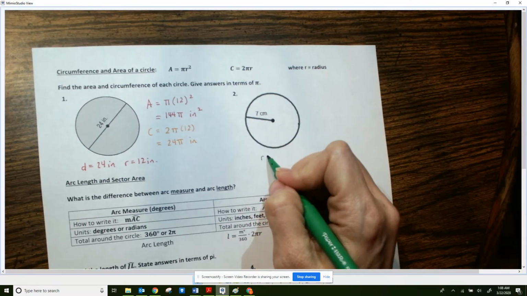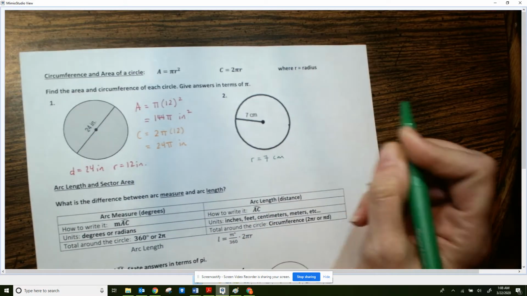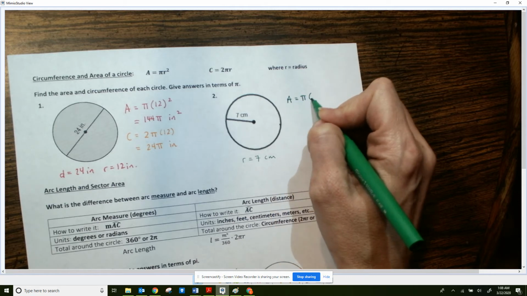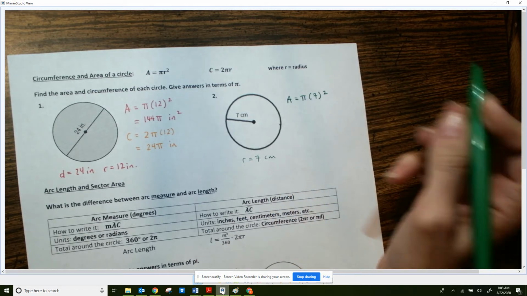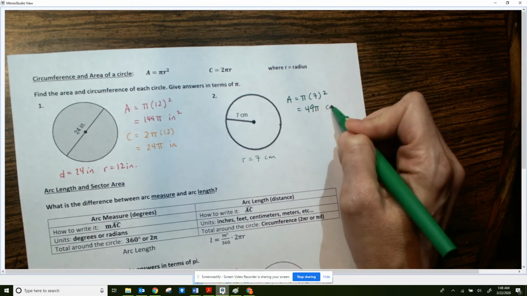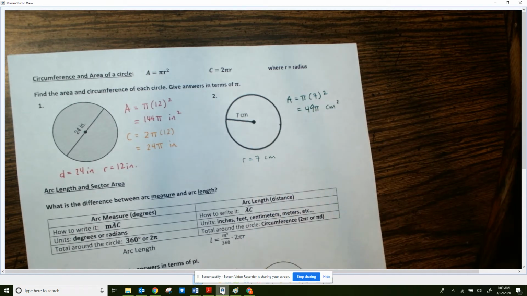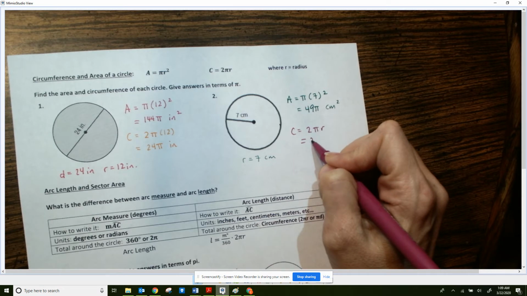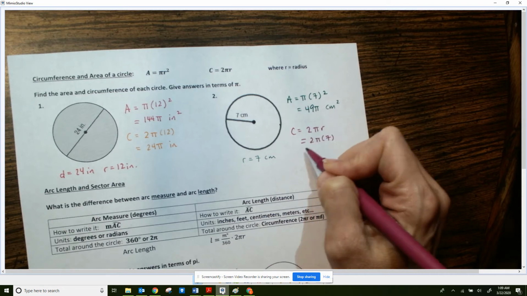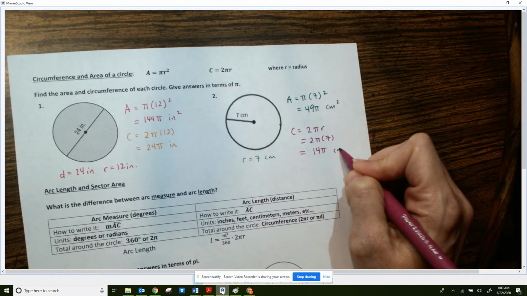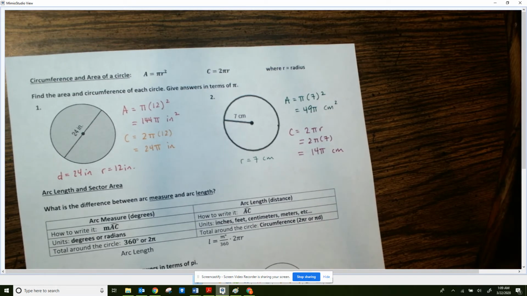If we look at number 2, we're given the radius is 7. So we already know r is 7 centimeters. So again, area is going to be pi r squared. So that's pi times 7 squared. So that'll give us 49 pi. And again, it's centimeters. So that means we're going to have centimeters squared as our unit. And then circumference is 2 pi r. So that's going to be 2 times pi times 7. And of course, 2 times 7, so it gives me 14 pi. And again, the unit would just be centimeters.